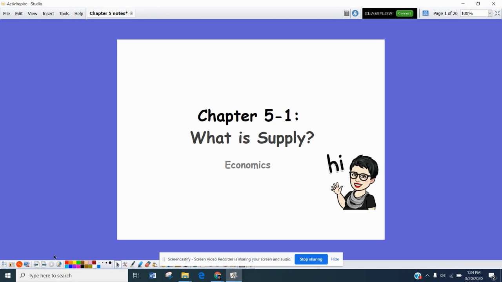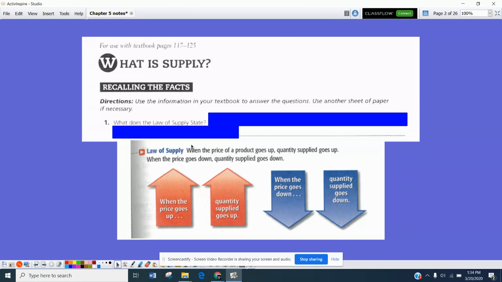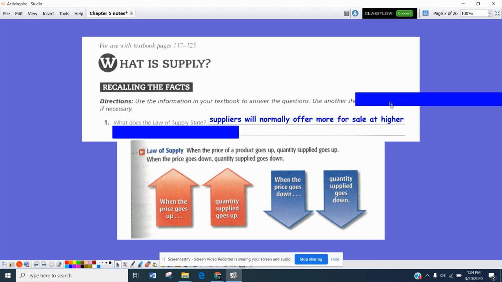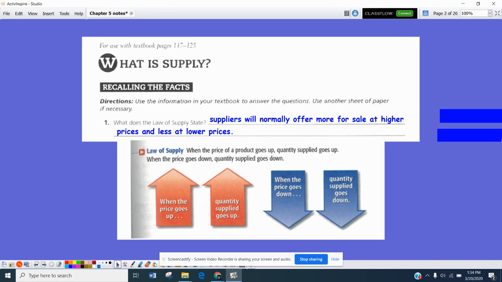What is supply? Well, the law of supply states that suppliers will normally offer more items for sale at a higher price and fewer items for sale at a lower price. This is a good illustration down here at the bottom. When prices go up, usually the quantity supplied goes up. They mirror each other. And when price goes down, if I'm a supplier, I'm going to have fewer items supplied at that price.